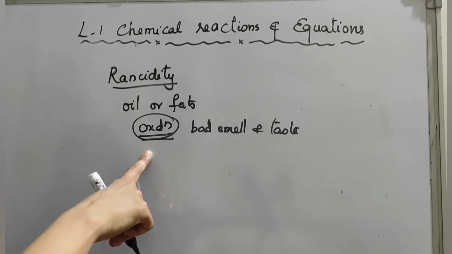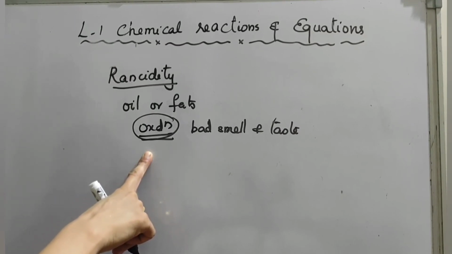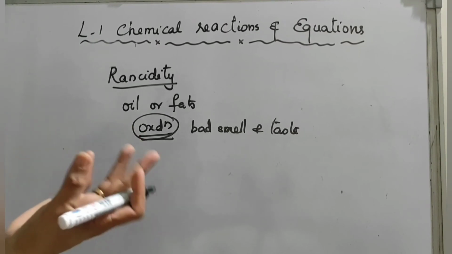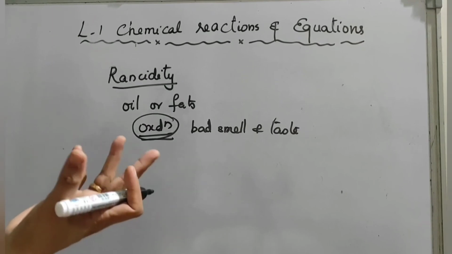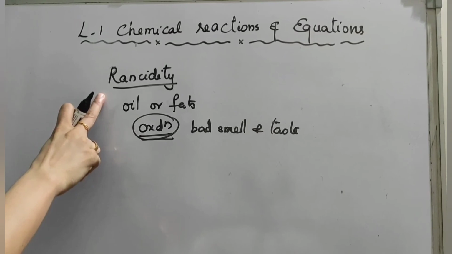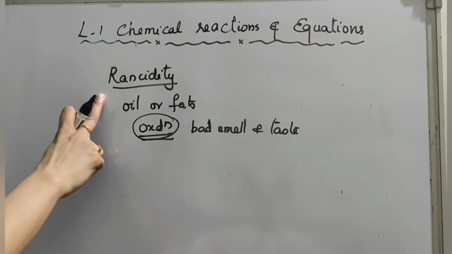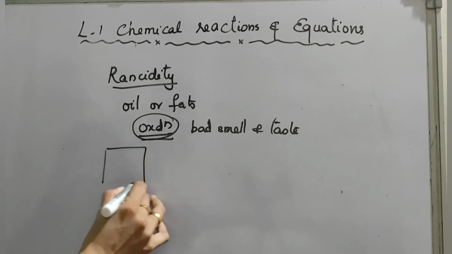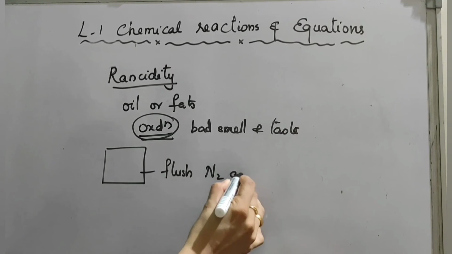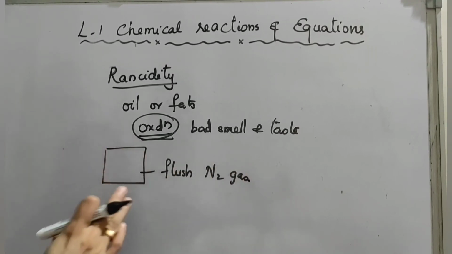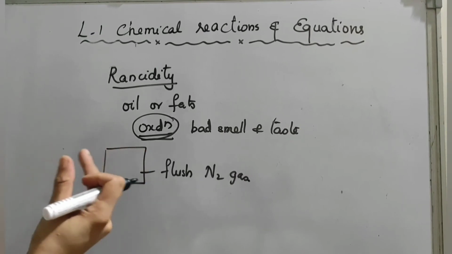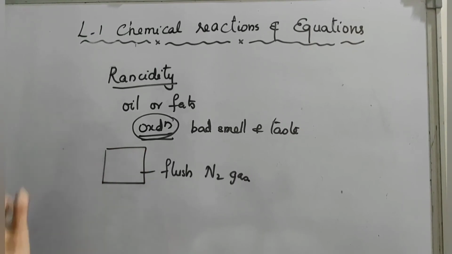And what is the preventive method? How can you prevent rancidity? We know that substances made up of oil, such as fried items, if we keep them for one or two days, there is a bad smell and bad taste. That process is known as rancidity. And what is the preventive method? In chips packets or wafers packets, they flush nitrogen gas. That means the nitrogen gas makes an outer coating to avoid the reaction with oxygen. So that is airtight.